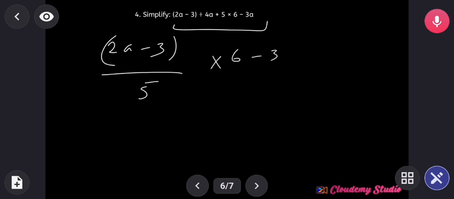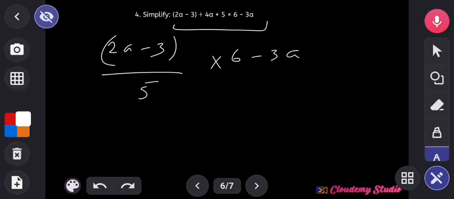We can say this is the same thing as we are going to solve for the division first. Exactly. We are solving for division, so we can visualize the question well. That is 2a minus 3, everything divided by 5. Divide. This is everything divided by 5. Right? Then multiply by 6 minus 3. Are you getting me now?